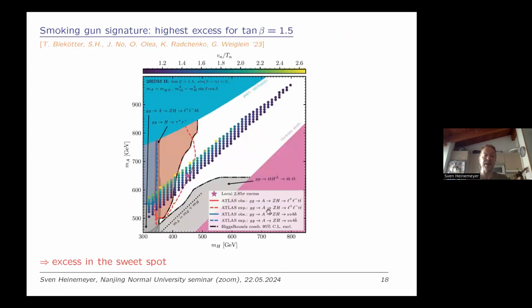interested in. Yeah, this is again our parameter space, the zone E. Color coding is the Xi-n, and this is where the excess was observed. This is the point with the highest local excess of nearly 2.9 sigma here. These colored areas are excluded by one or the other constraint. I will not go into details, but the red one here is indeed the search by ATLAS. This was the expected exclusion. The solid one is the observed exclusion, and this is where the excess is located. It's right in the sweet spot.